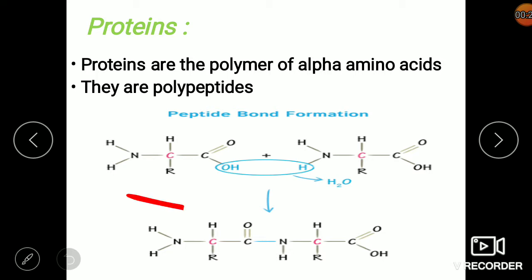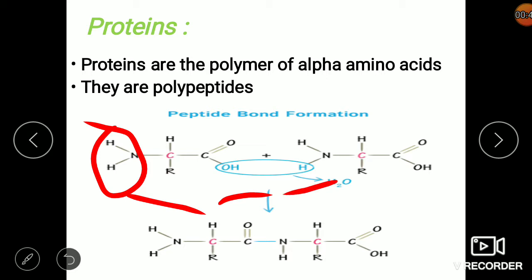You see, we have taken one amino acid here where an NH2 group is present and one carboxylic acid group is present. Now, if you have two amino acids, there will be a condensation reaction between them. In a condensation reaction, a small molecule leaves the reactant. So, from one amino acid, this OH group and one hydrogen from this amine group will combine to form water. They will leave and form this new bond between carbon, oxygen and nitrogen, hydrogen. This bond is called peptide bond.